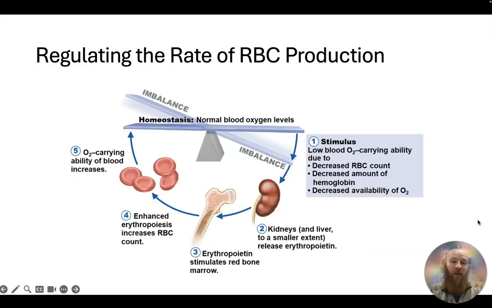And I also wanted to provide a really useful image, an illustration of this point, where it kind of gives you a step-by-step process for how our red blood cell production is regulated. So it's always going to start with a stimulus. This happens to be low oxygen content in the blood, or more specifically, low oxygen carrying ability. And this can be due to a few things.